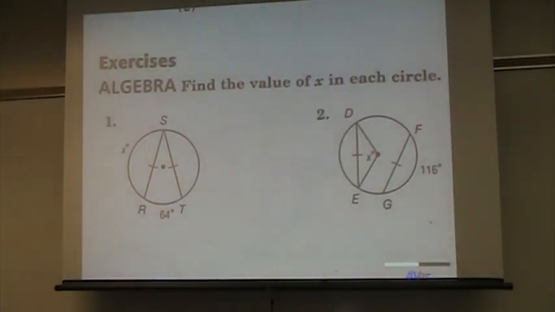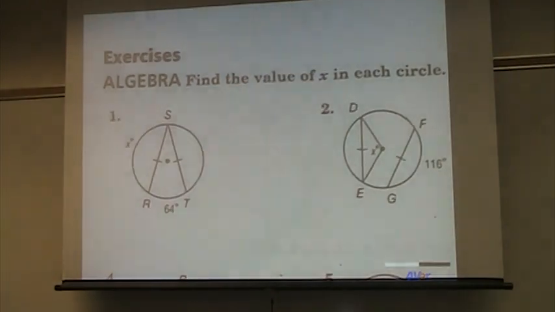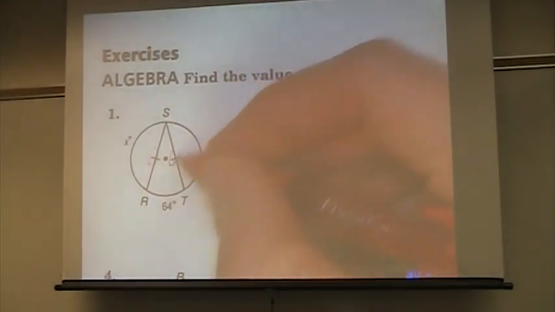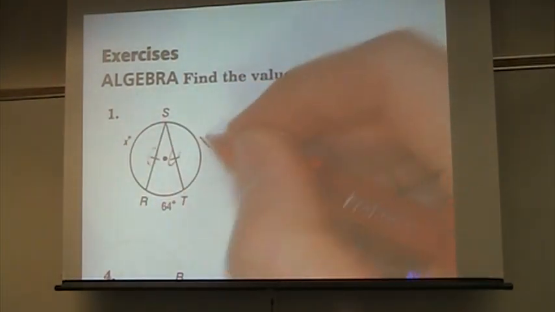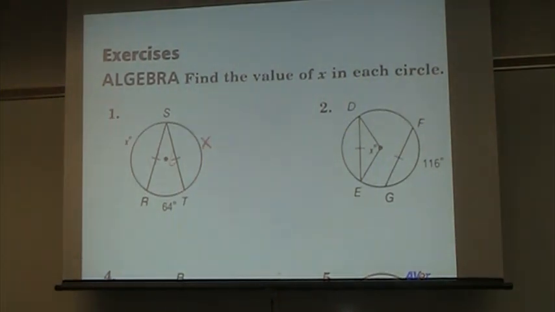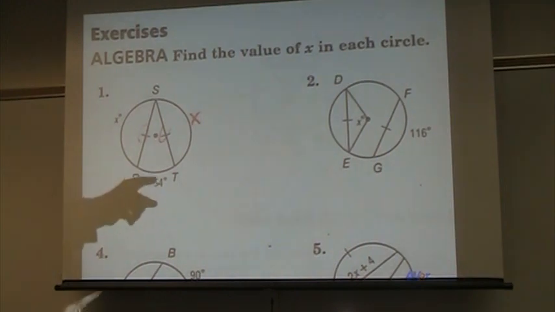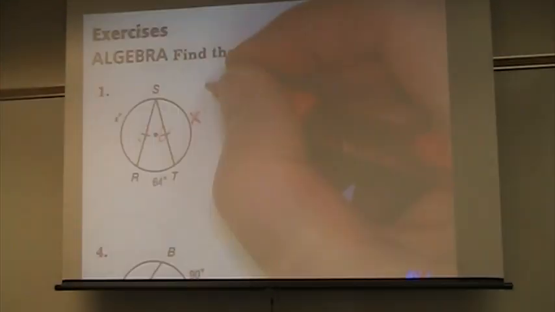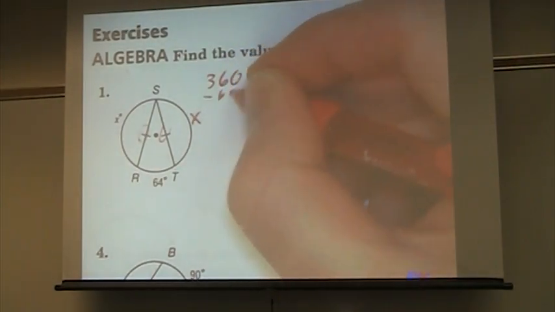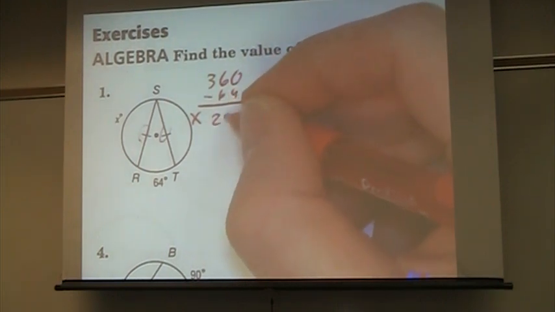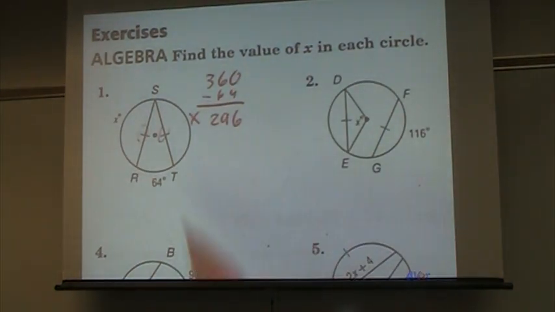Number one, we'll just do a few of these together. Because these chords are equal, you know these arcs are also equal. So now you're just going to go, oh, well, I know all the way around is 360. I know this is 64. So I can go 360 minus 64, and I get 296. That's my leftover.